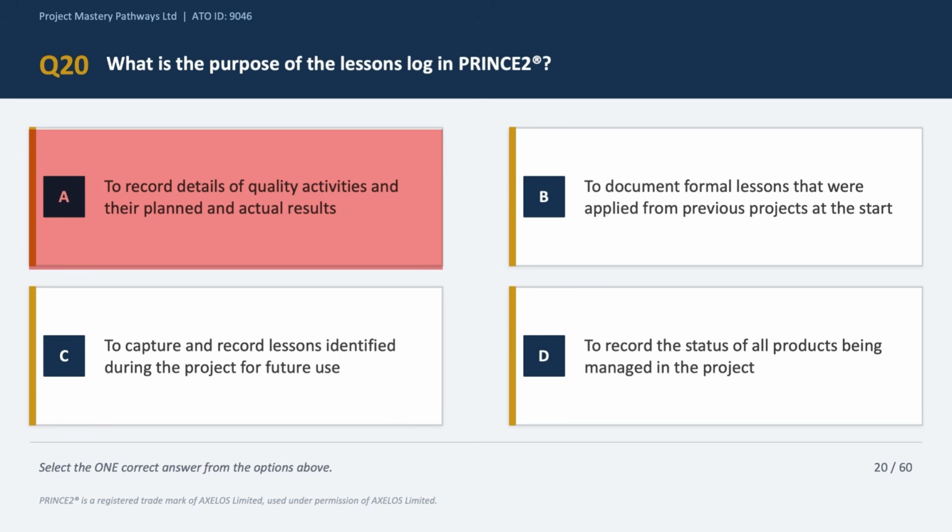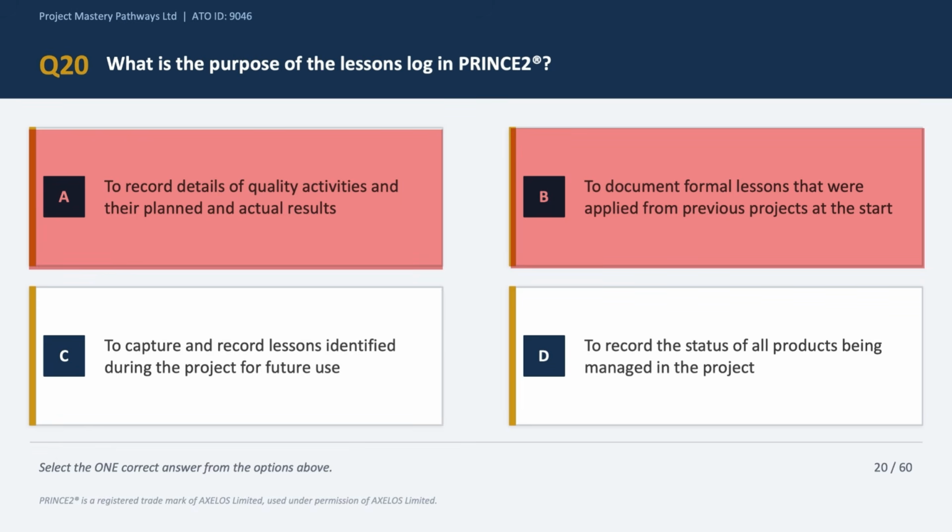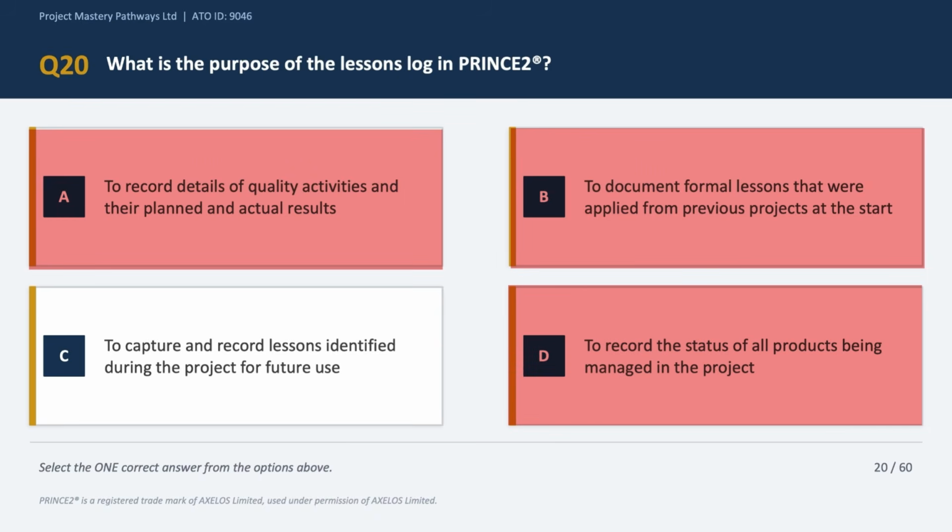Option B says to document formal lessons applied from previous projects. Now it might seem true on the surface, but the lessons log records lessons identified during the current project. Lessons from the previous project are an input at the start and they are not recorded in the log. Okay, so option B is quite close, but it is an incorrect answer choice because it's not precise enough to what the question is asking. Option D says to record the status of all the products. Now that is the purpose of the product register. Okay, so option D is incorrect as well.